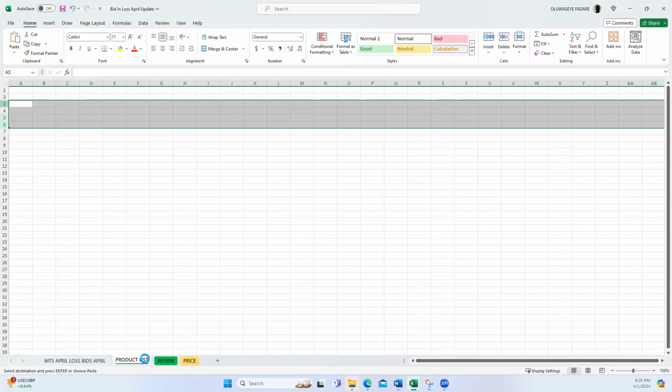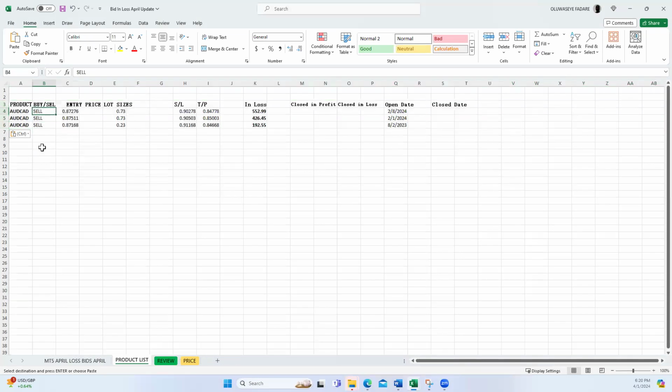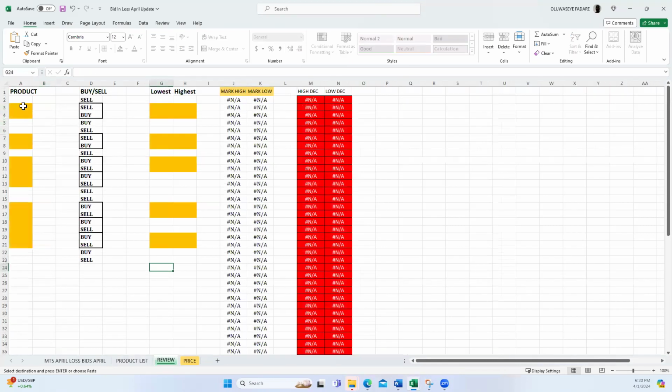So from the product list, you can see that all of them are sell. So all of them in a product list are sell. So that means our product is going to be AUD card, and our decision will be a sell. Okay, so that's a sell as well. So that means the decision here is okay. Good.